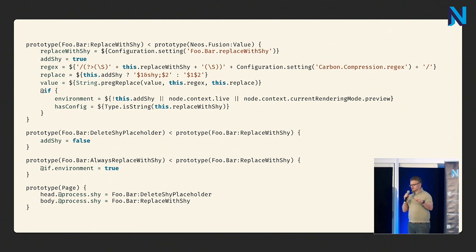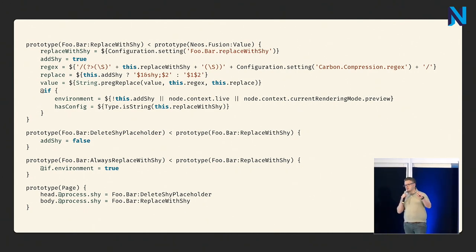a space or not? And if there's no space, the people can just write in the back end a double pipe and they get the title with a shy in it. And I process it on the head. There I delete the placeholder because I don't need that in the title and this kind of stuff. And on the body, I just say replace with the shy, and it works. In the backend, you see the double pipe, and in the front end, you have the correct hyphen for mobile views and stuff like that.